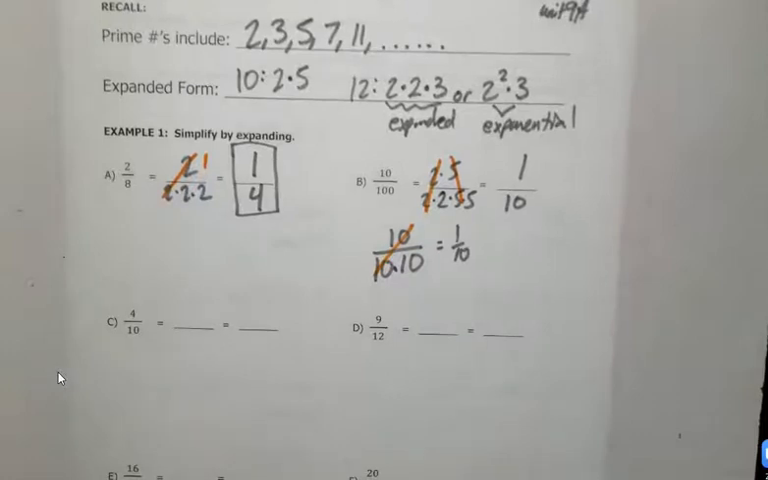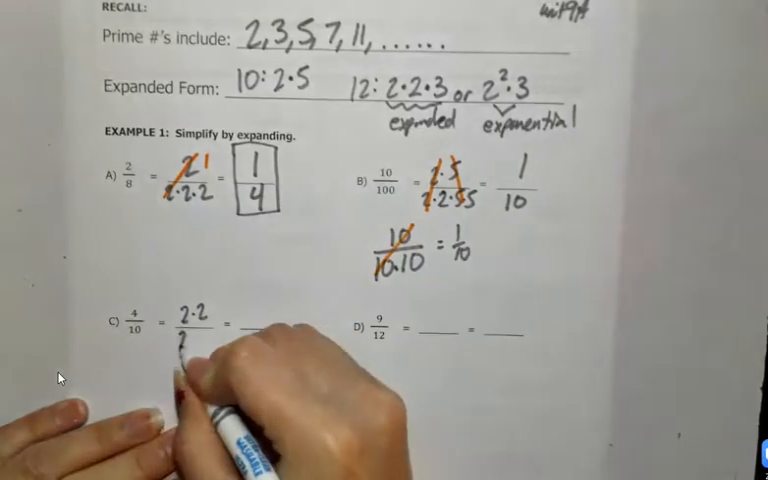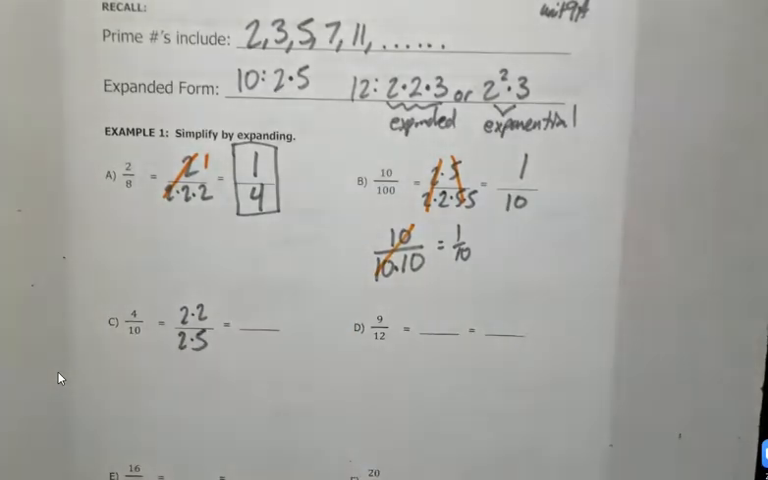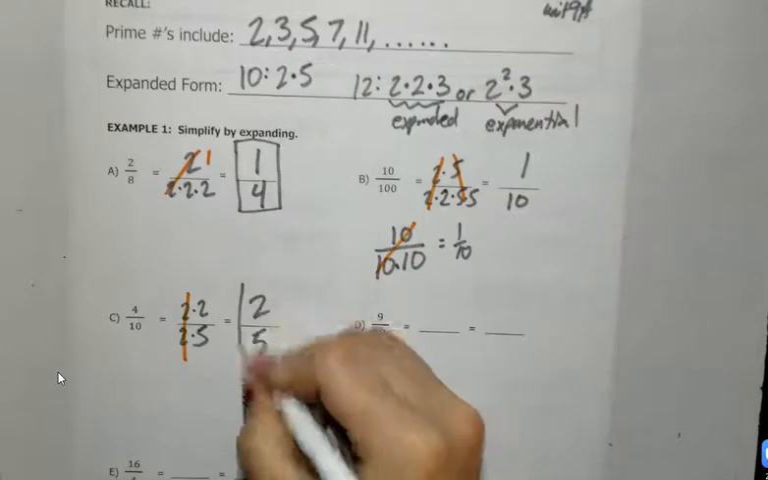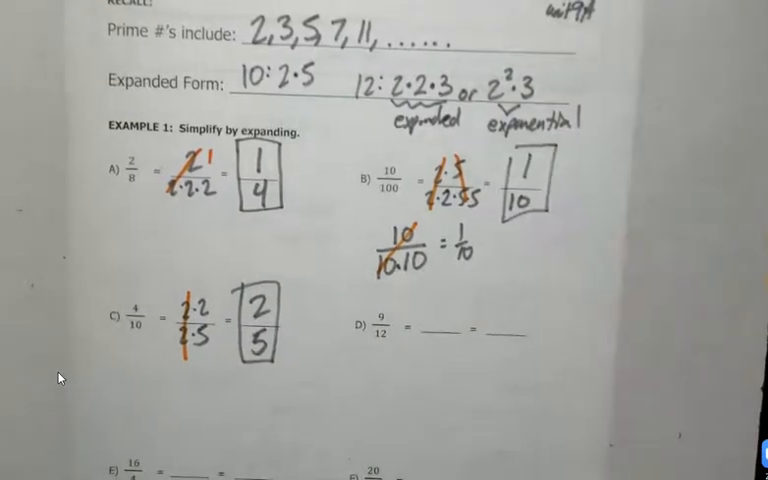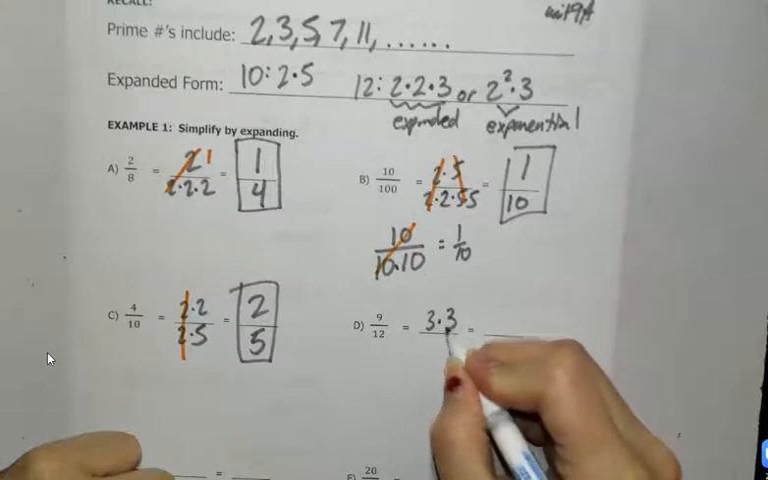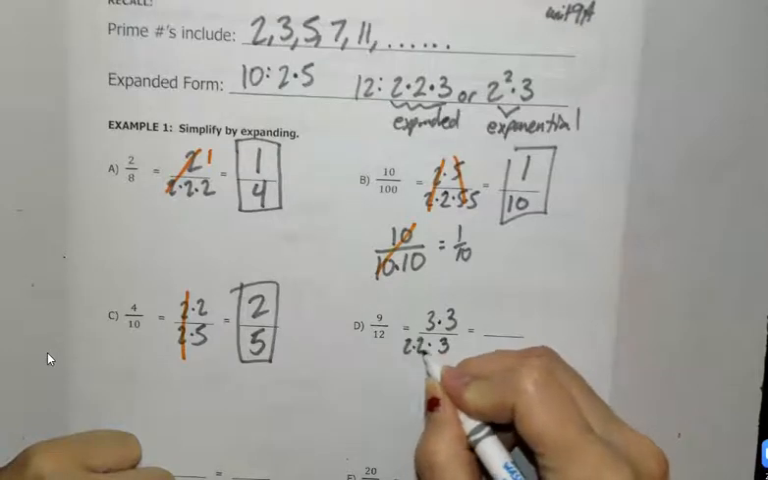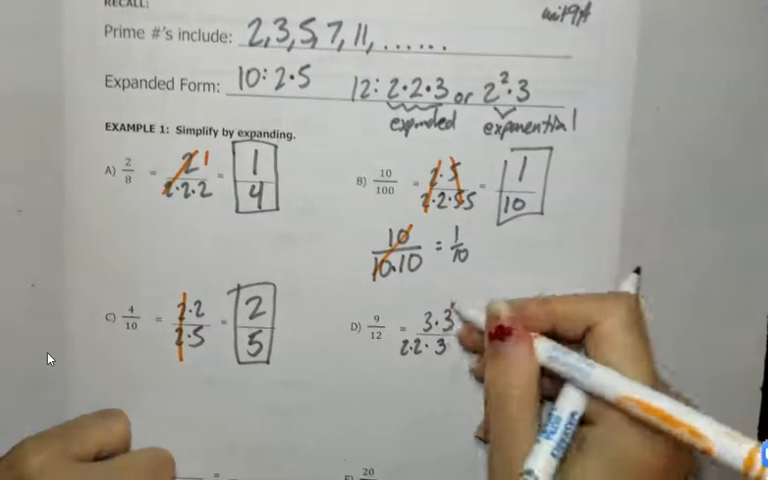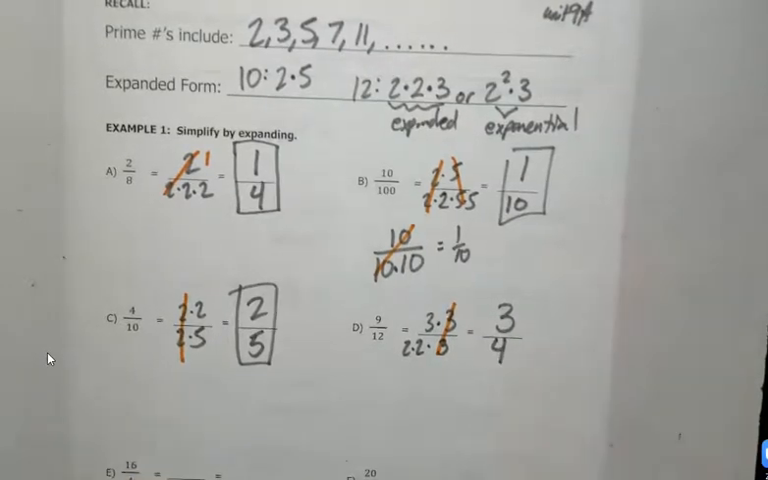Now, for C, we have 4/10. We're going to have 2 times 2 and 2 times 5 for the 10. Well, the 2's will cancel out, so you're just left with 2/5. For D, we have 9 over 12. Well, 9 is 3 times 3, and 12 is 3 times 4, and 4 is 2 times 2. The 3's cancel, so you're left with 3 at the top and 4 in the denominator at the bottom.